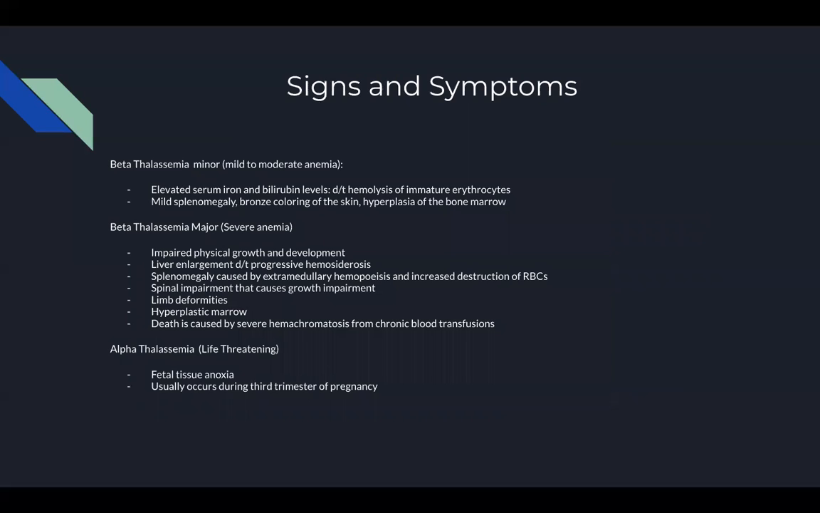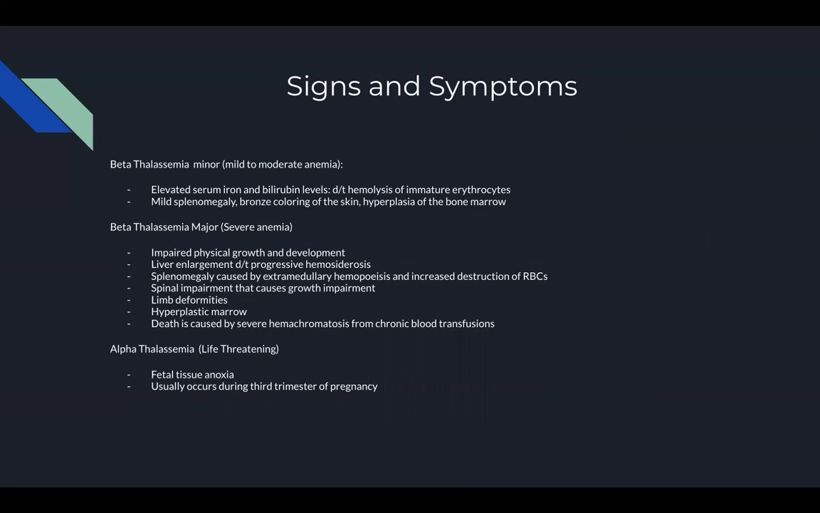In the next slide, signs and symptoms of beta thalassemia minor include elevated serum albumin, iron and bilirubin levels, due to hemolysis and immature erythrocytes. You do have mild splenomegaly, bronze coloring of the skin, and hypoplasia of the bone marrow. And beta thalassemia major, which is more severe than minor, has more signs and symptoms that occur.